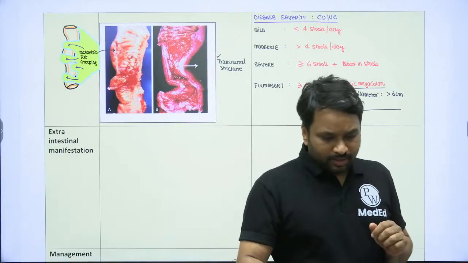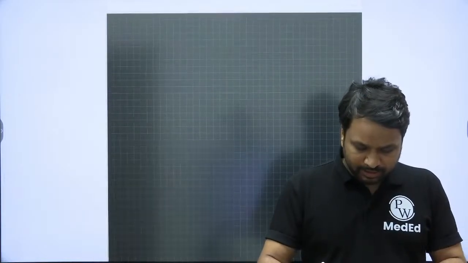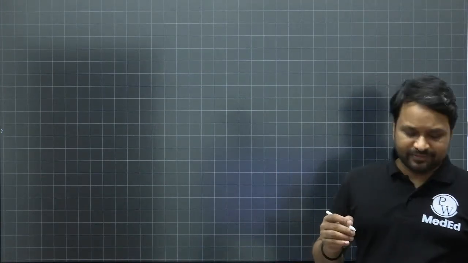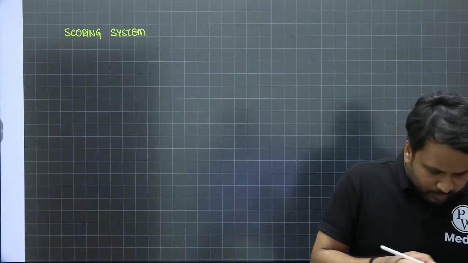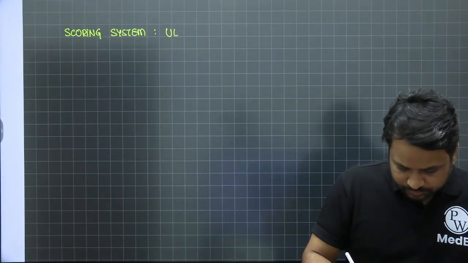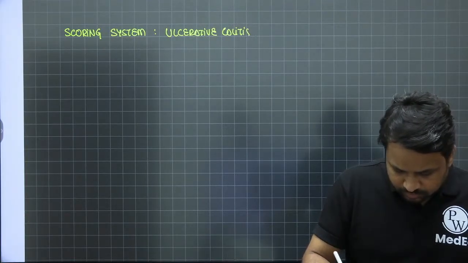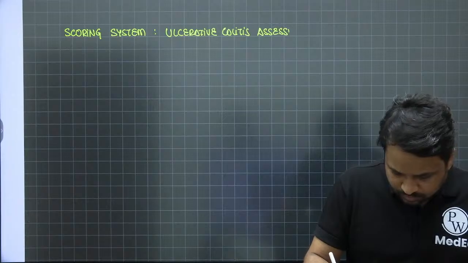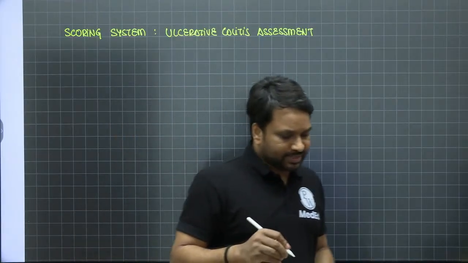Right. So as we are talking about disease severity, एक additional paper add कर लेते हैं यहाँ पे. So we'll talk about the severity indexes and their complexes. So scoring system for ulcerative colitis. We're talking about the scoring system for the assessment of ulcerative colitis. It is your ulcerative colitis assessment, right?